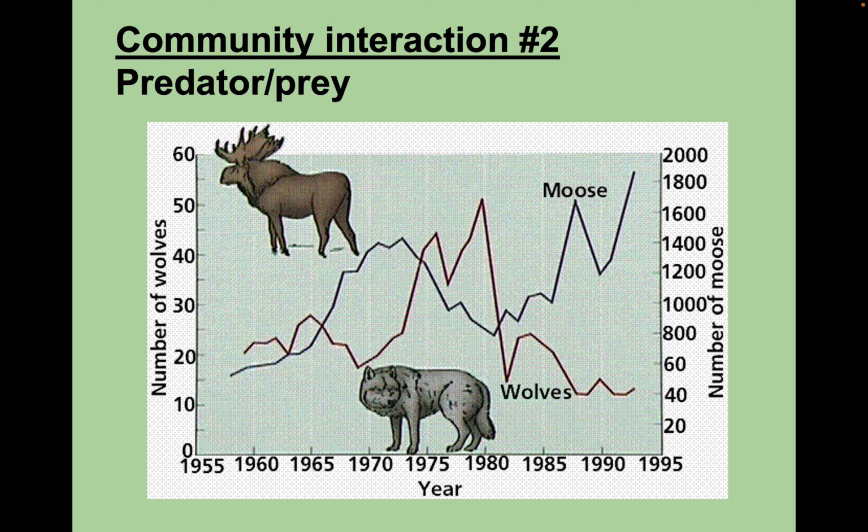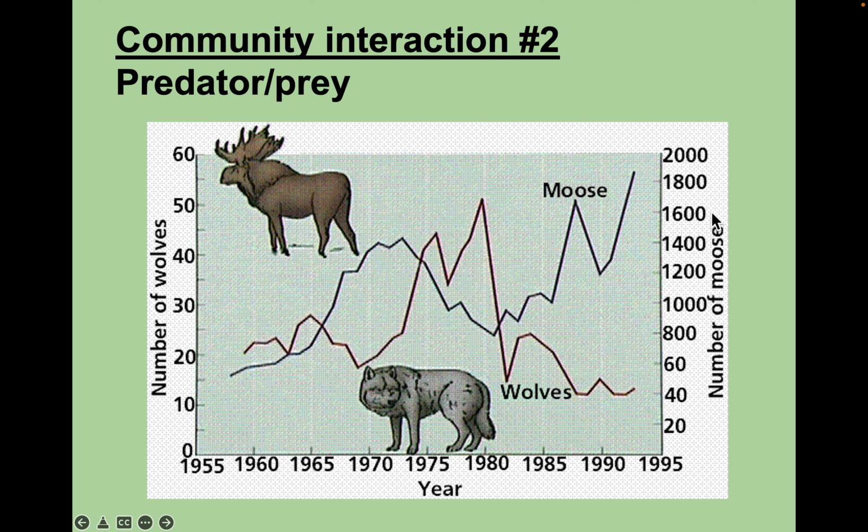Predator and prey. This is a graph. We see this a lot with predator and prey. Wolves are the red line, and moose are the bluish purple line. What you can notice over time is the moose go up, and a couple years later, the wolves go up. And the moose go down, the wolves go down, and up and down, and up and down, and so on.